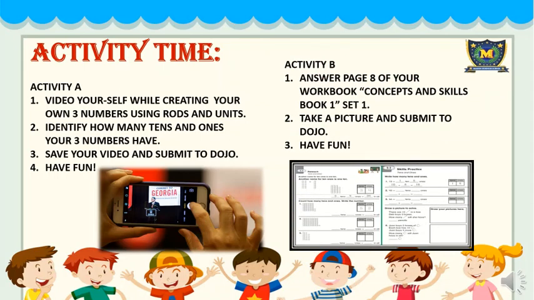And for your activity B, you have to answer page 8 of your workbook, Concepts and Skills Book Set 1. See the page below. When done, take a picture and submit to Dojo. And don't forget to have fun. I know you can do it, so do your best.